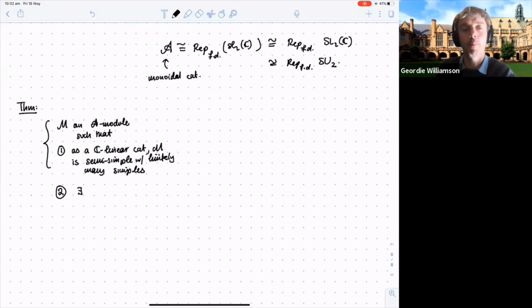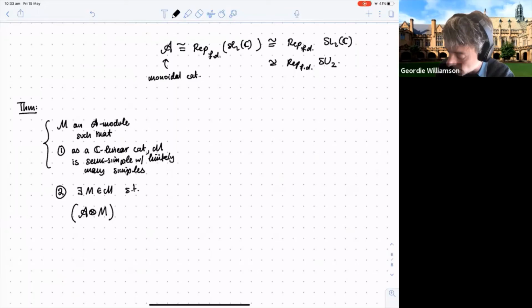And the second assumption is that there exists some object. This is like an indecomposability assumption. So there exists a module M in M, such that if I act on M with SL2 and take all sums. So this is Zergel's notation for Karoubi envelope, and I really love it. It's a direct minus as opposed to a direct sum. Such that this is the whole category.